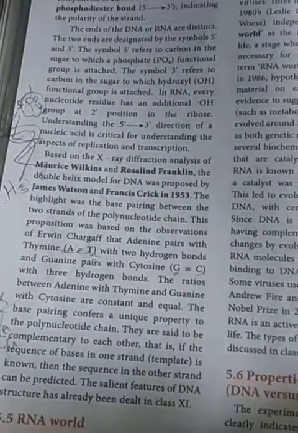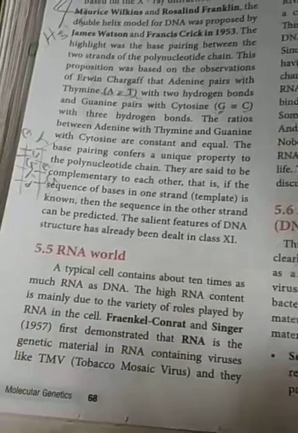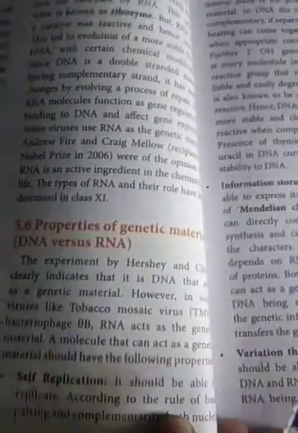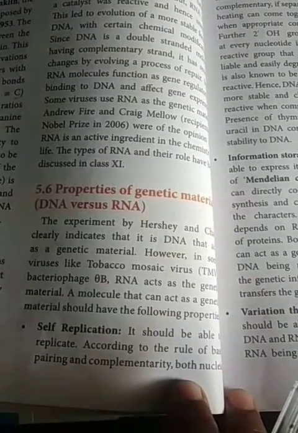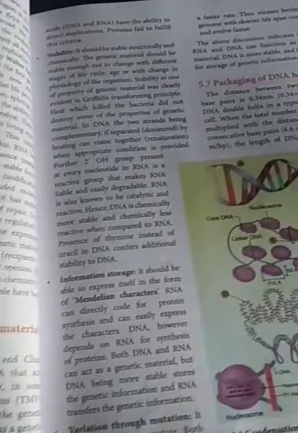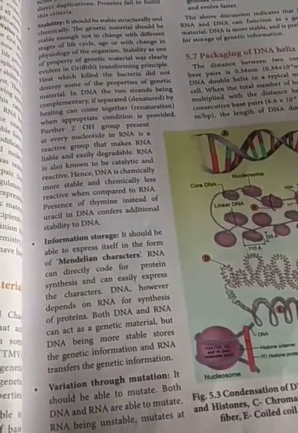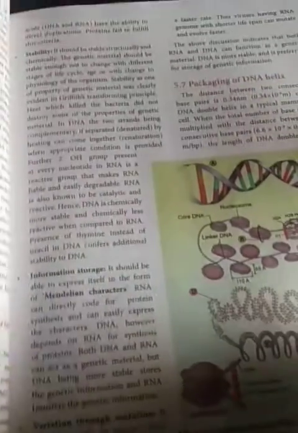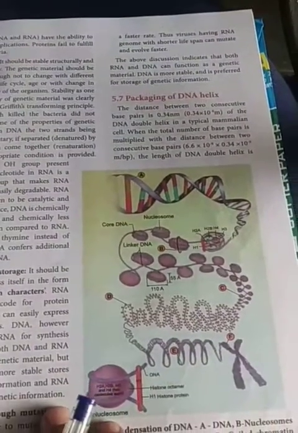Then more points, everything we have discussed. Then the RNA world, that also we have discussed. Then what are the properties of genetic material? Genetic material has certain properties: replication, stability, information storage, and variation through mutation. That we have seen.